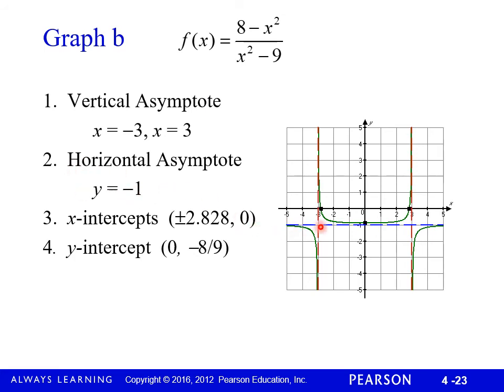We can see that horizontal asymptote in blue here at y equals -1, it's all the way across. We can see the vertical asymptotes in red at x equals -3 and at x equals 3.